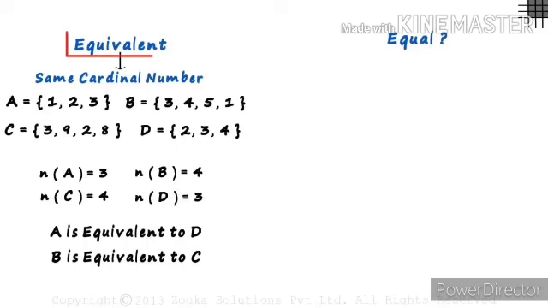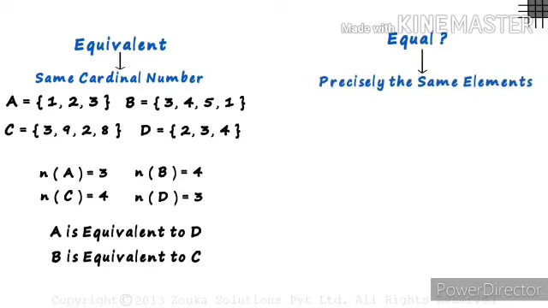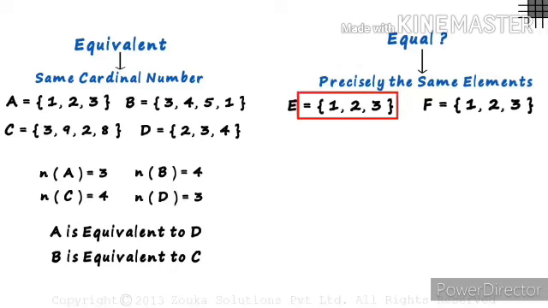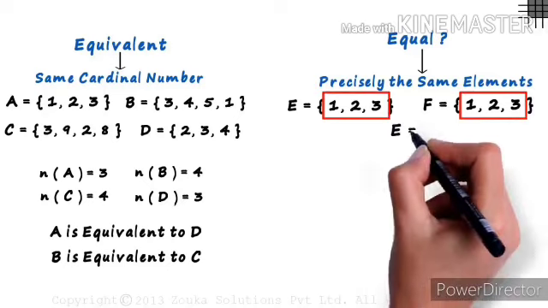We saw that two sets are equivalent if their cardinal numbers are the same. But when are two sets equal? Two sets are equal when they have precisely the same elements. You will soon know what I mean when I say precisely. Consider these two sets. Set E has 1, 2 and 3 as its elements, and set F also has 1, 2 and 3 as its elements. Since these have the same elements, we can say the set E is equal to the set F.